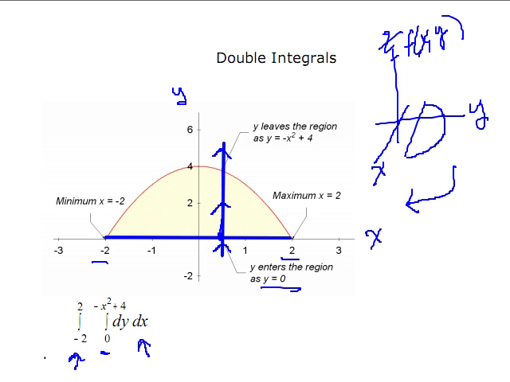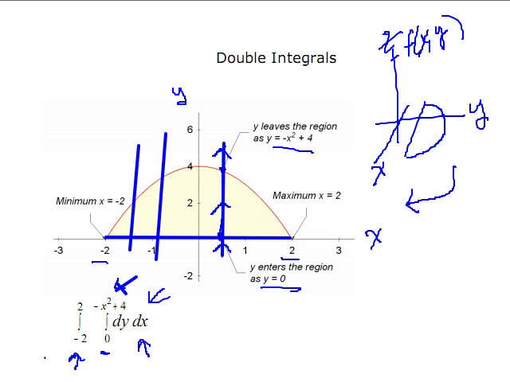Then the line leaves the region, so to speak, and it hits this parabola, minus x squared plus 4. That's the expression for this curve that the line meets as it leaves. Obviously, no matter where you draw it, you're still going to hit that same curve. All right, so minus x squared plus 4 becomes the upper limit of integration. You can see this is set up properly because y is the inside integral here, and it has limits that are functions of x, and x is the outside integral.